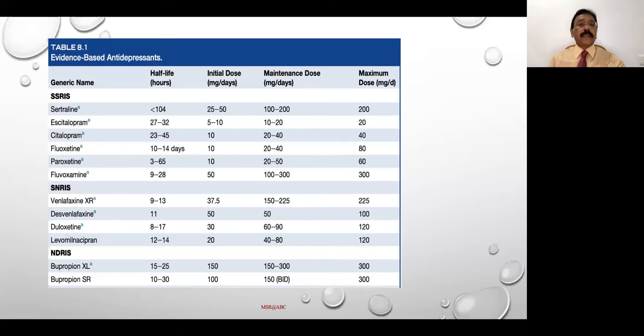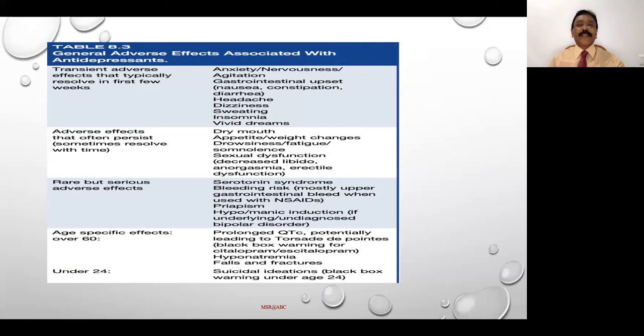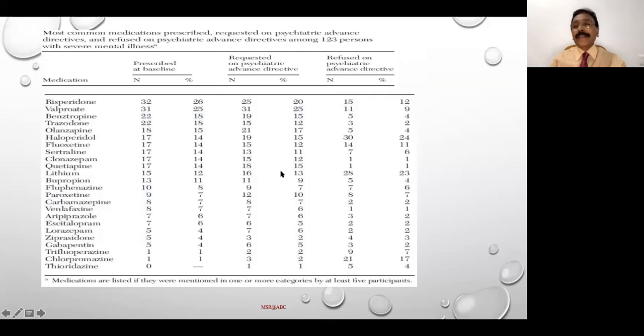Right, I think the doctor's question before that. This is one interesting slide I want all of you to see. That's why I got this slide. Most common medication prescribed, requested on psychiatric advance directive, refused on psychiatric advance directive. These are the drugs which have been prescribed. Suppose the first time a patient has come to me, these are the drugs I prescribe.